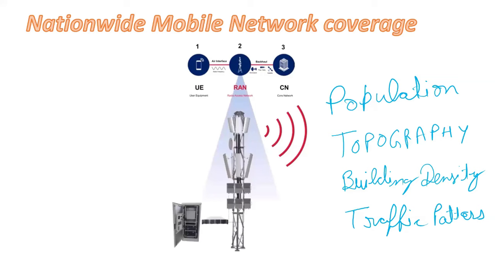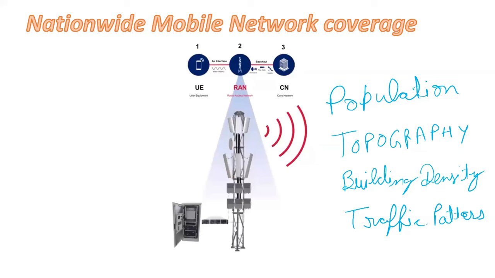For example, in urban areas with high population density, network operators may need to deploy more cell sites with lower output power so that each site can provide coverage to smaller areas. But we need a large number of sites to cover the high population density. In rural areas with lower population density, network operators may need to deploy fewer sites with higher output power to provide coverage to a larger area. Thousands of radio access elements create seamless coverage and mobility.